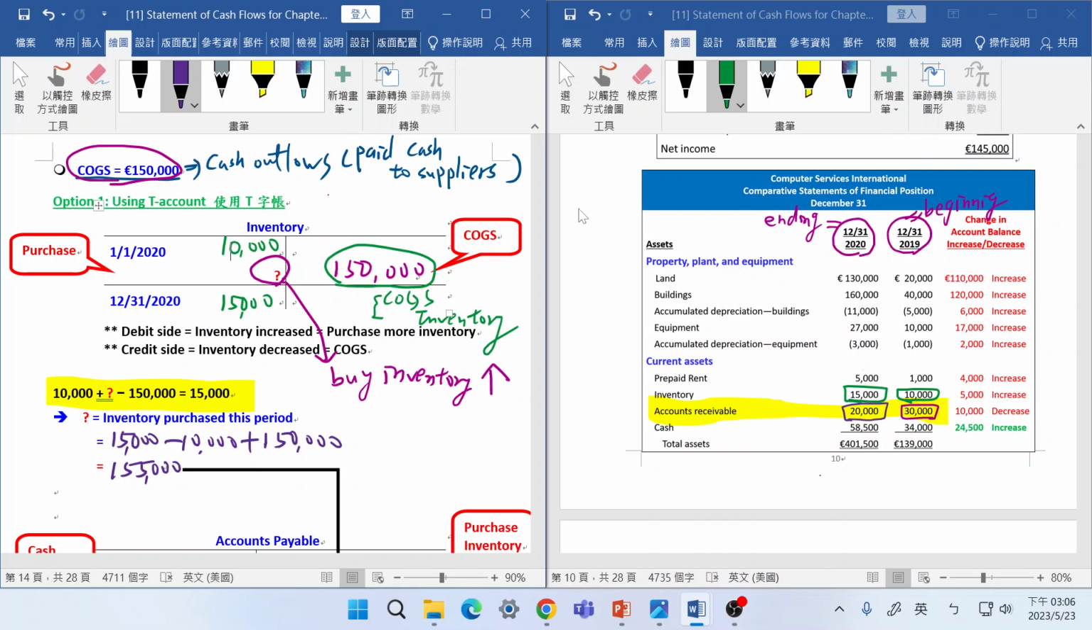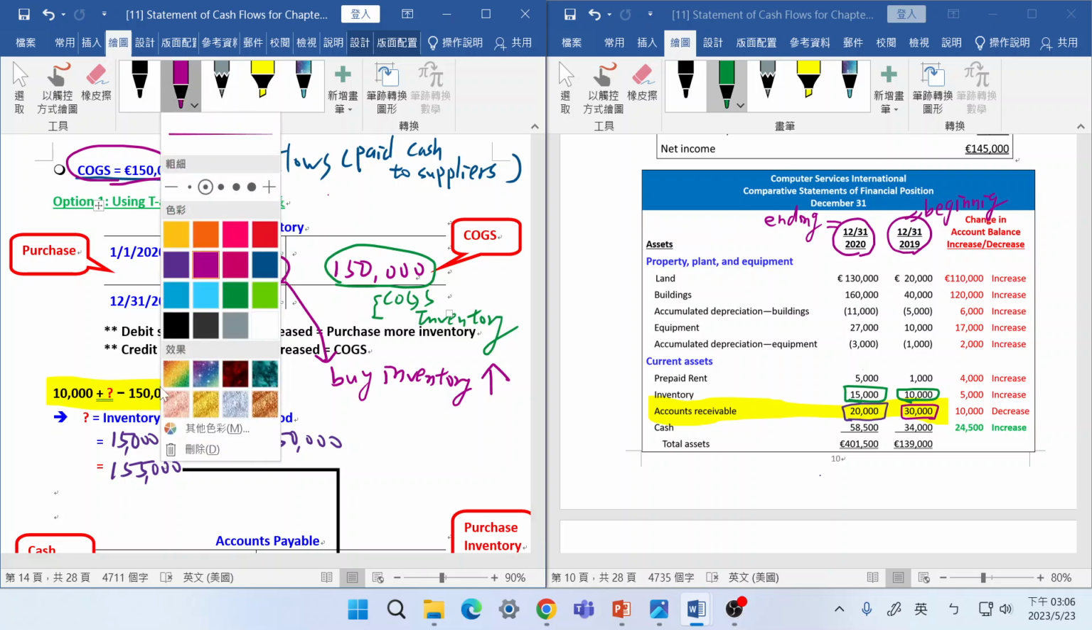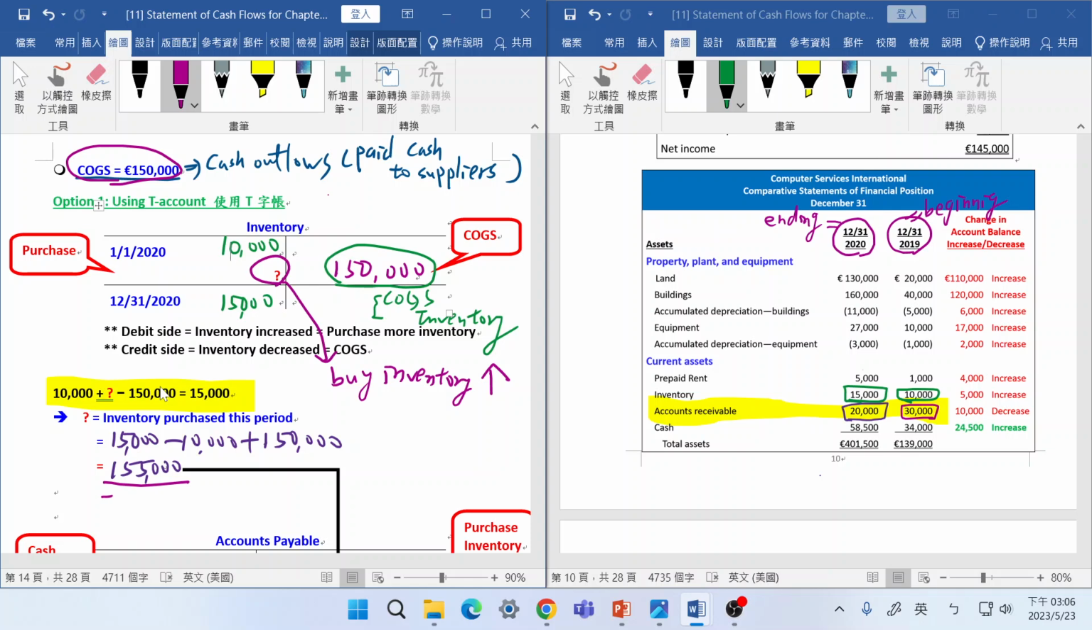$155,000 means what? Inventory increase, right? Inventory increase means what? You buy the inventory. So this number only means you buy the inventory. So did you find out the cash? Not yet. So far I just knew I bought inventory of $155,000. That's it. So that's why we need a second account to help us.